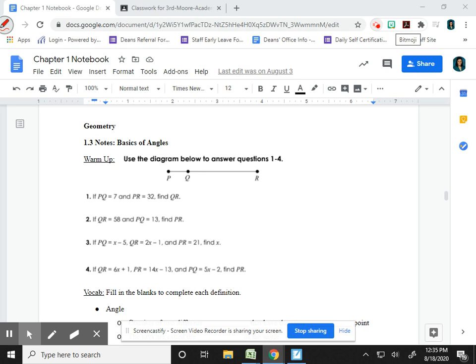Hello and welcome back. Today we're going to do basics of angles, but we're going to start out with a little bit of a warm-up with measures of segments.